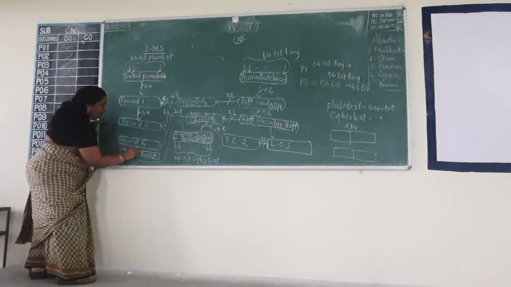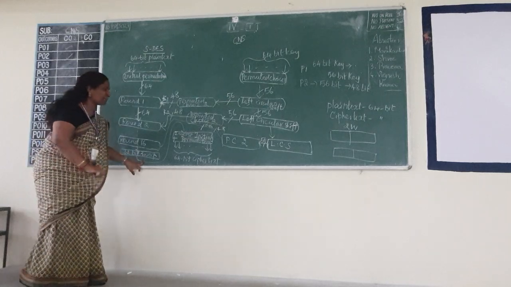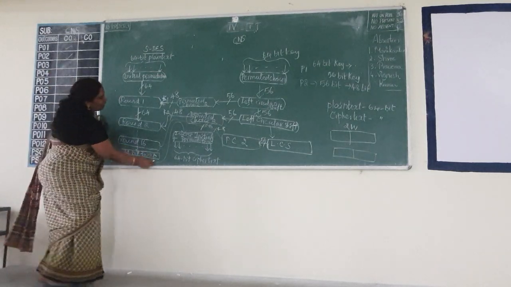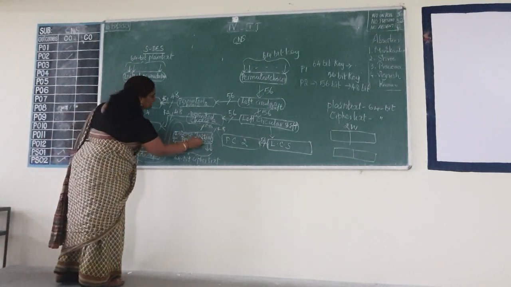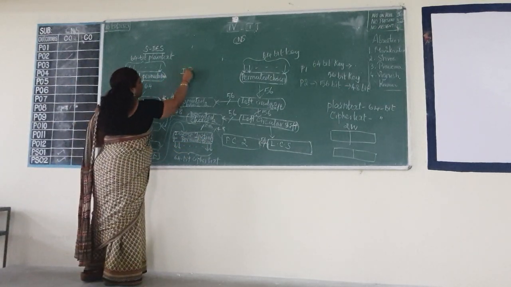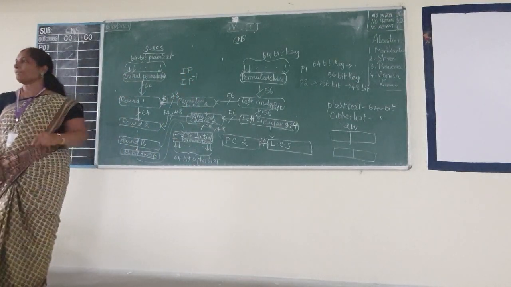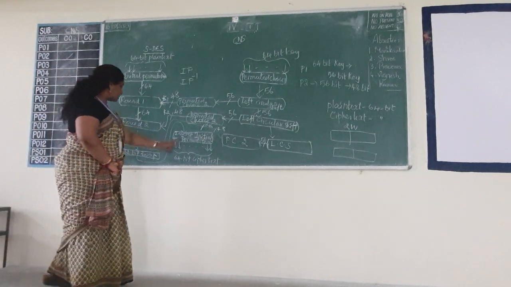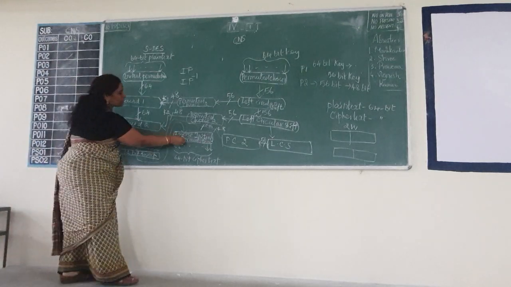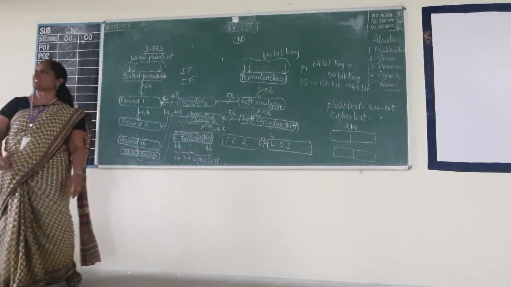At the end of round 16, we do a 32-bit swap of both halves. We do a swap, followed by the inverse initial permutation. Initially we did IP, the initial permutation. Later we do the inverse of the initial permutation. IP inverse is performed on this. So here we have done a swap and then the inverse permutation, and whatever is generated from this is the 64-bit ciphertext.